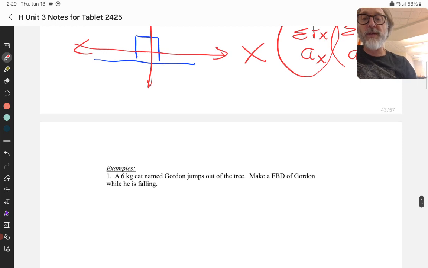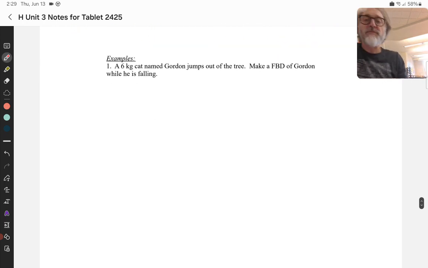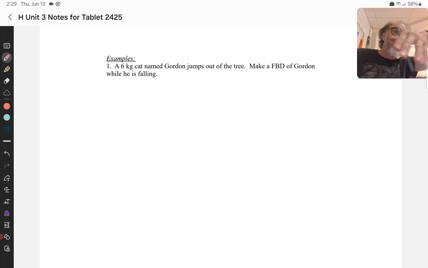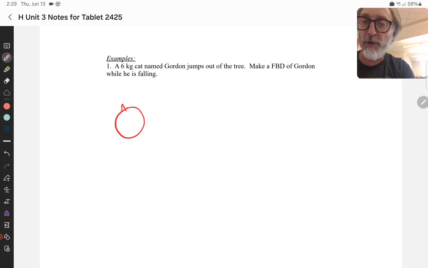So here we go. Example number one: a 6-kilogram cat named Gordon jumps out of a tree. Make a free body diagram of Gordon while he's falling. Here, there's only motion vertically, so I'm not going to worry about x's and y's. Here's our cat. He's got a tail, he's very cute, he's got some whiskers. Here we go, 6 kilograms.